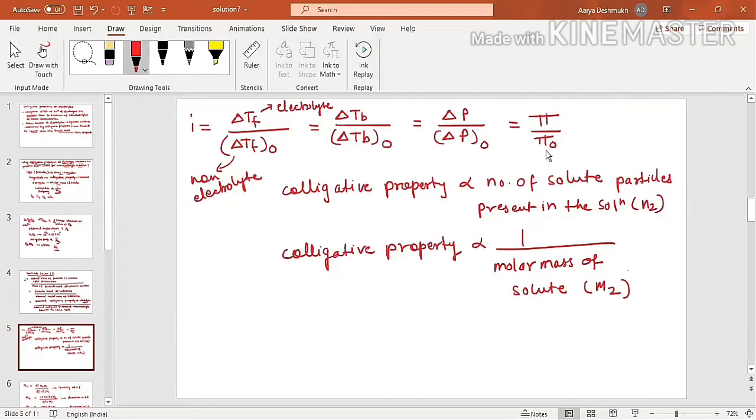We have studied all the 4 colligative properties. So from this you can say colligative property is directly proportional to the number of solute particles present in solution, and that is why those are called colligative properties. That is N2, number of moles of solute particles, but the colligative properties are inversely proportional to the molar mass of solute, that is M2. Clear? Just remember this ratio between the electrolyte and non-electrolyte colligative properties. This is called the Van't Hoff factor because we want to just compensate for the difference in the molar mass of the electrolyte and non-electrolyte.